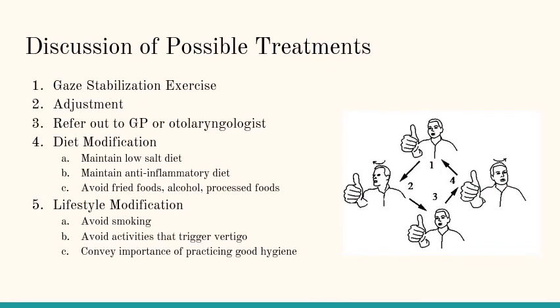Here's a list of possible treatments for this patient. The patient would perform gaze stabilization exercises 3 to 4 times a day. This exercise is done by having a patient facing a blank wall and holding out their thumb straight in front of them, keeping their eyes fixed on the thumb while turning the head to the right and then to the left in a smooth motion. Each turning motion should last 1 second. This exercise should be performed for approximately 1 to 2 minutes.